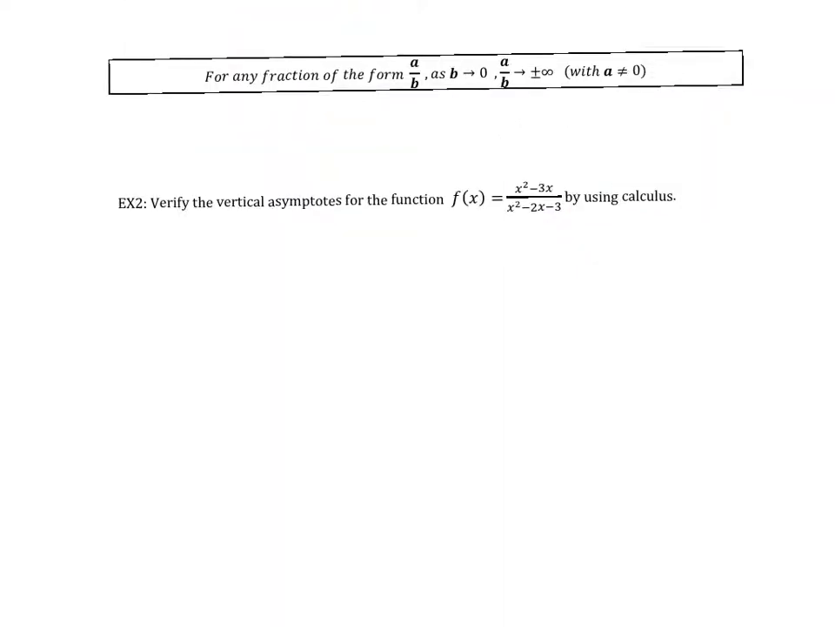I'd like to look at the property at the top of the next page. It says, for any fraction of the form a over b, where a and b are just real numbers, as b gets smaller and smaller and approaches 0, the whole fraction a over b is going to approach either a positive or a negative infinity. Here we're assuming that a is not equal to 0, because otherwise it would be an indeterminate form.